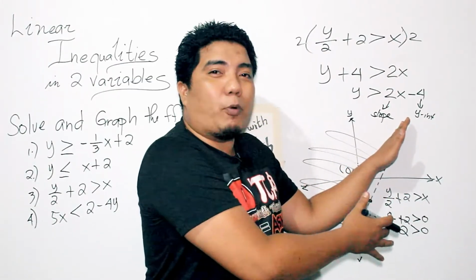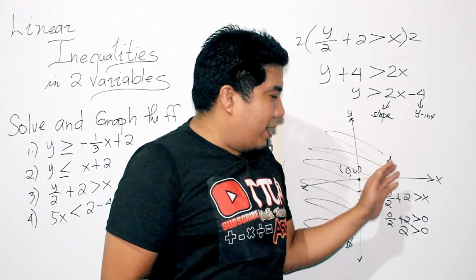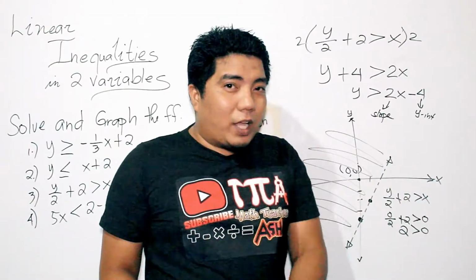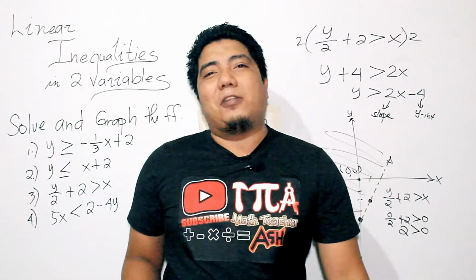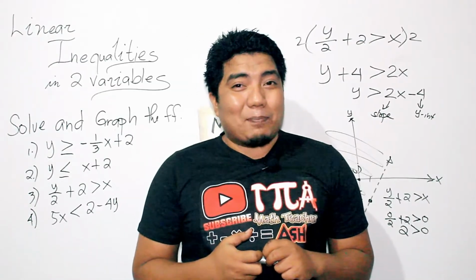Now, after testing that point, if that is a true solution on the final statement, then the region where that point is located is your solution. Otherwise, you will be shading the other side. Okay? Now, let us go to our final example.